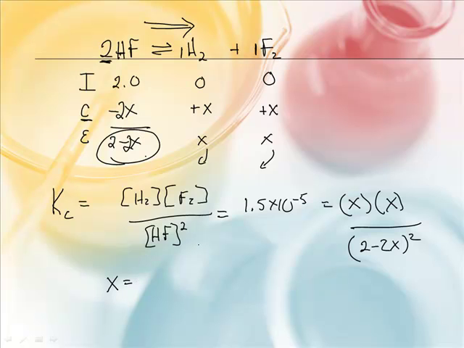Now this has squared terms in it. So we would take 1.5 times 10 to the minus 5. I'm going to cross multiply, times that by 2 minus 2x squared, and that would be equal to x times x, or of course that's just x squared. That x there isn't really part of the equation. So now what's x?